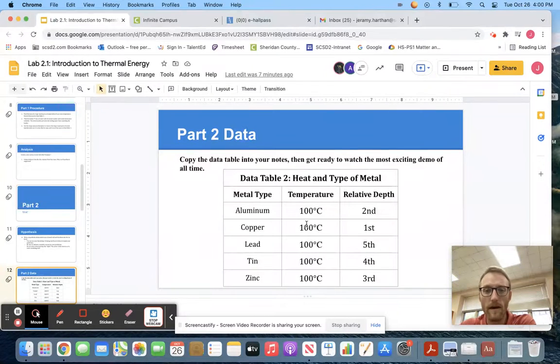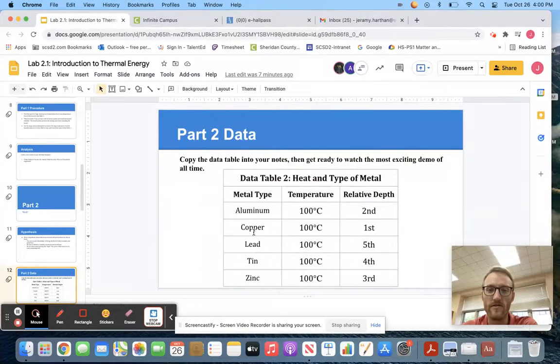Okay. And so what we did with this relative depth is we ranked them. Number one means they were the best conductor, or they went furthest into the ice. Number five means they were the worst conductor, and they didn't transfer their energy very well. We'll look more at that when we talk about specific heat, things like that. So we found this makes sense, right?